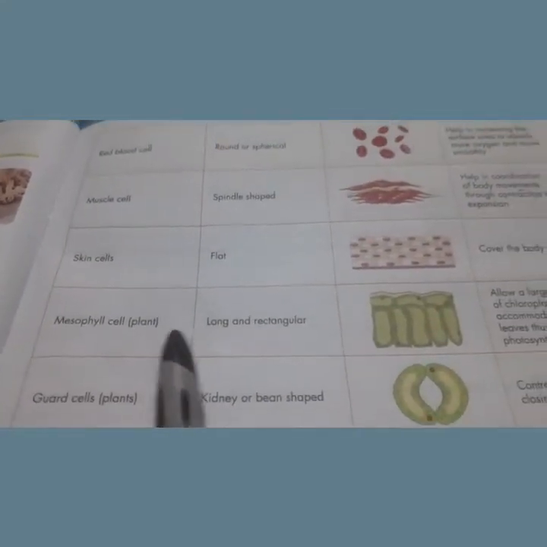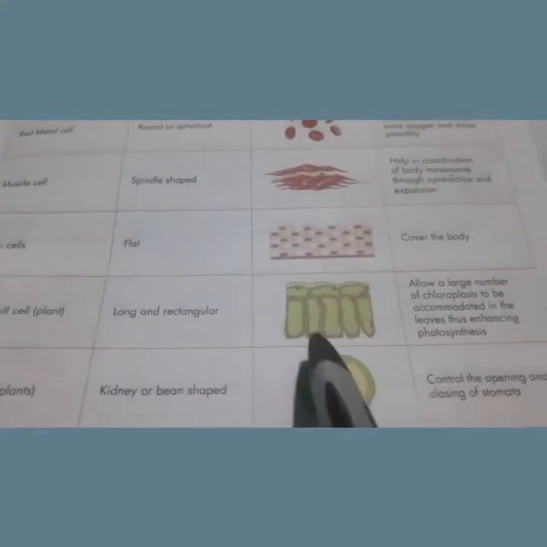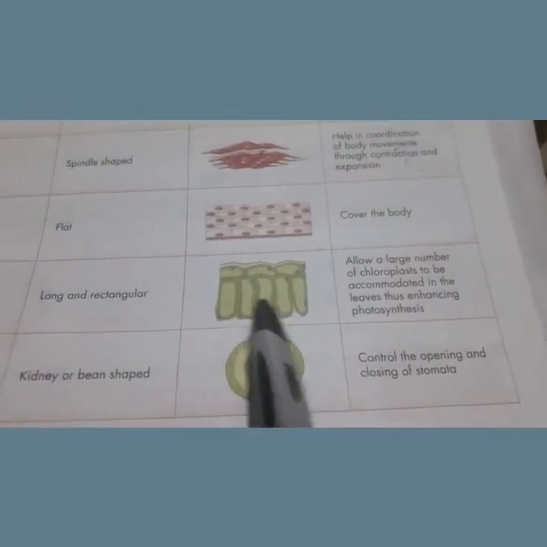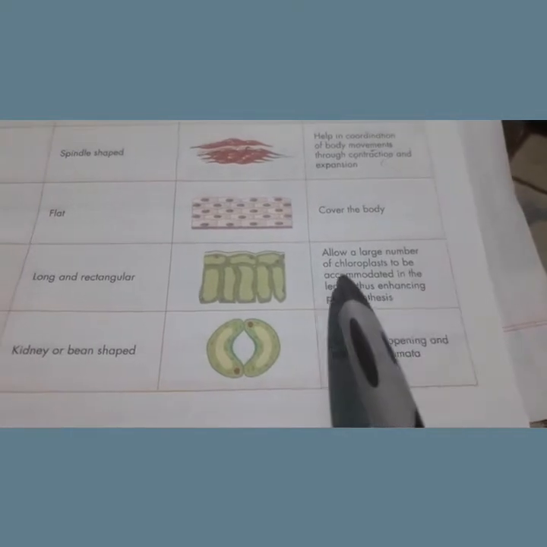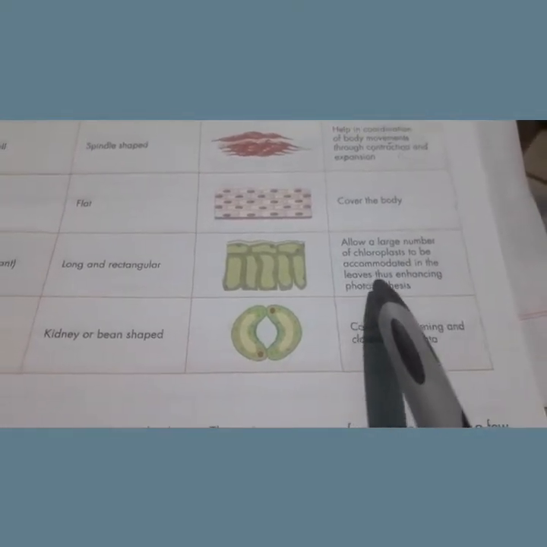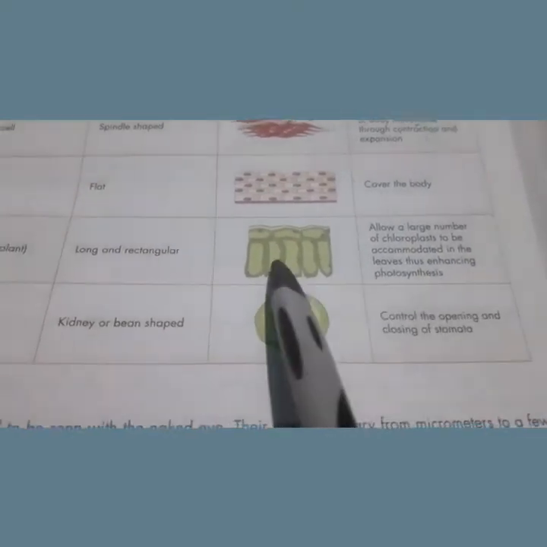Mesophyll cells in plants are long and rectangular. These are the mesophyll cells present in leaves. It allows a large number of chloroplasts to be accommodated in the leaves, thus enhancing photosynthesis.